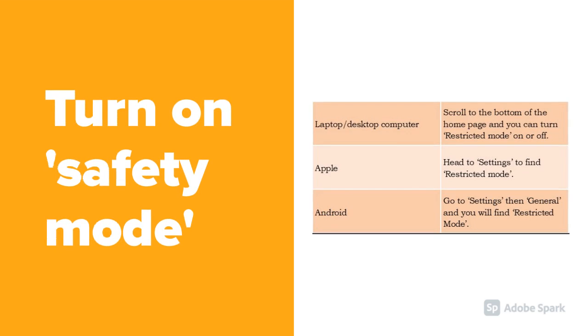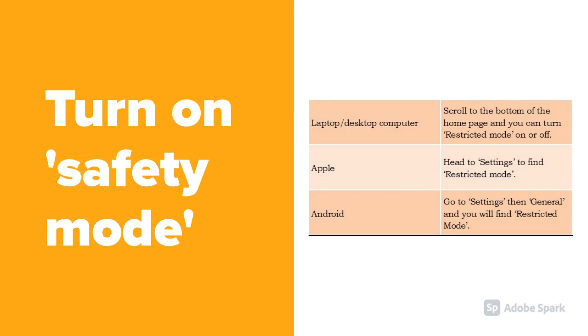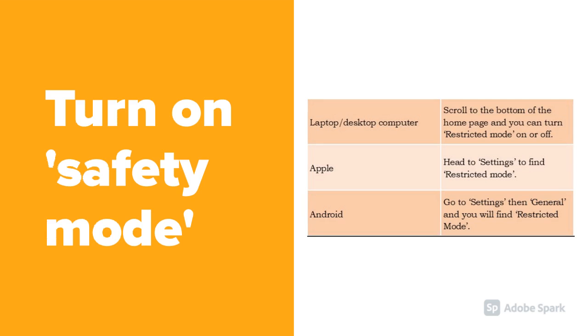Turn on safety mode. If you have a laptop or a desktop computer, scroll to the bottom of the home page and you can turn restricted mode on or off. If you have an Apple phone or iPad, head to settings and find restricted mode there. If you have an Android phone or an Android tablet, go to settings, then general, then you will find restricted mode.